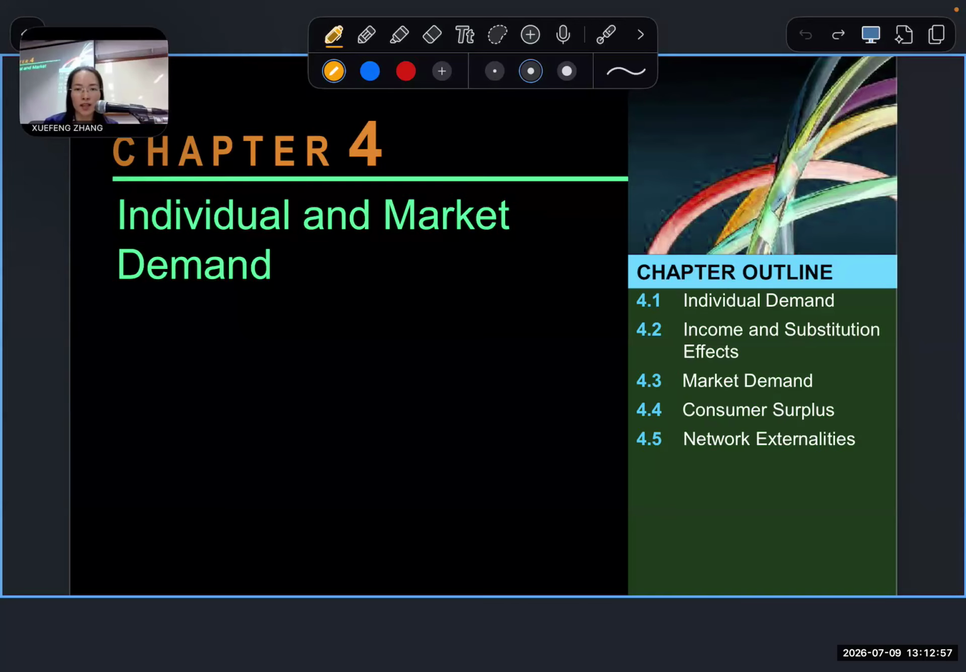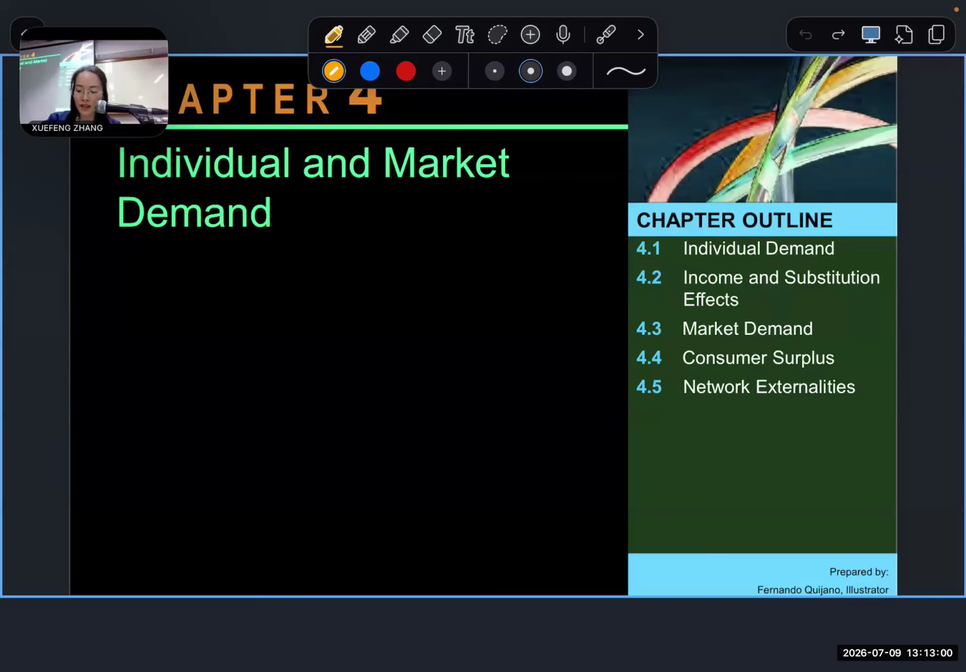Individual and market demand. Let's see the chapter outline, okay? The logic flow of chapter 4. First, we're gonna learn individual demand. The question is, how does my optimal choice change when price changes, okay? So what we are building here is the demand curve from the indifference curve and budget line model graphically, okay? So we need IC, indifference curve, and budget line model.